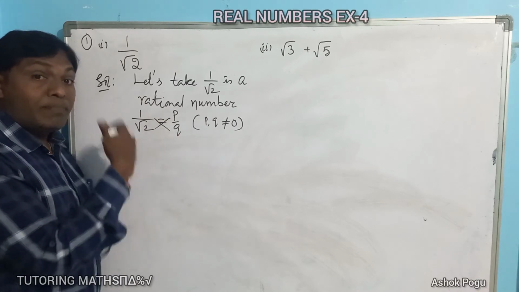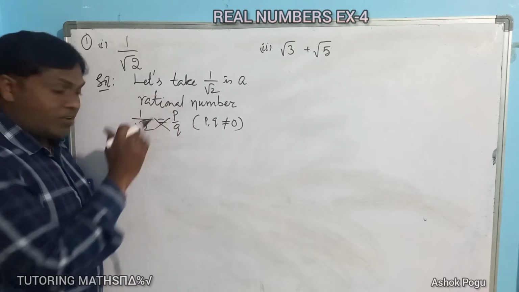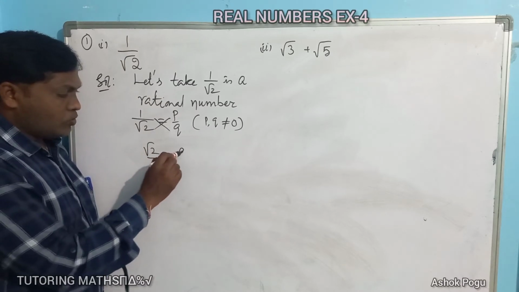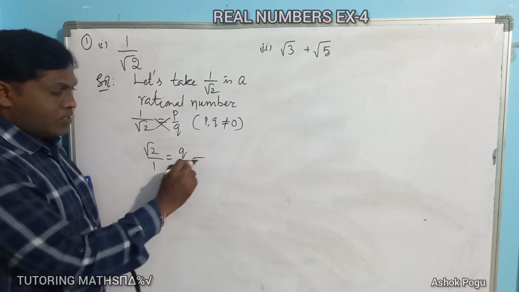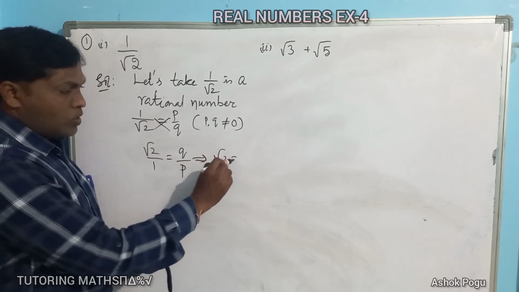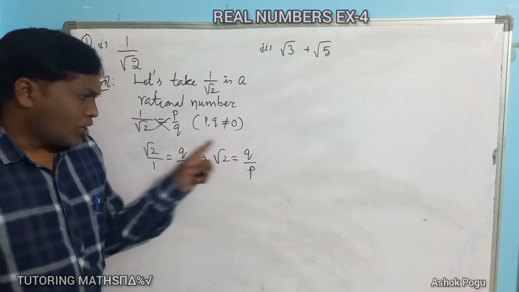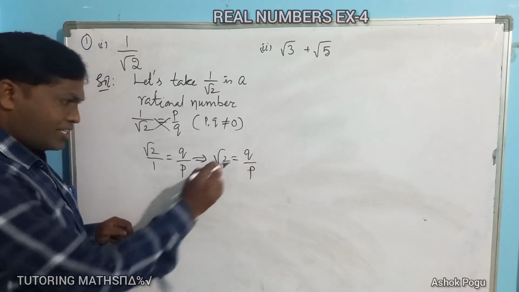You take the multiplicative inverse of the given fractional number. You will get root 2 by 1 is equal to q by p. So that is, root 2 is equal to q by p. And my dear students, you observe both LHS and RHS.